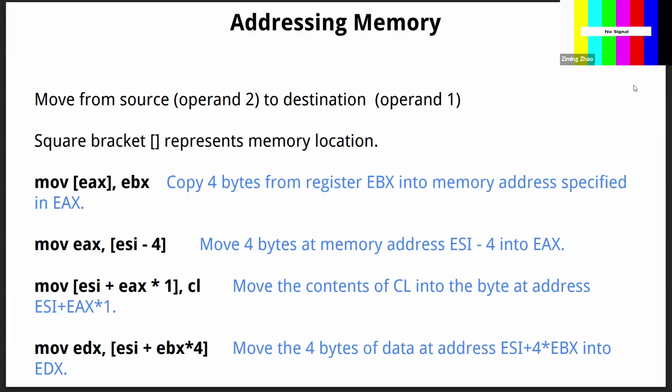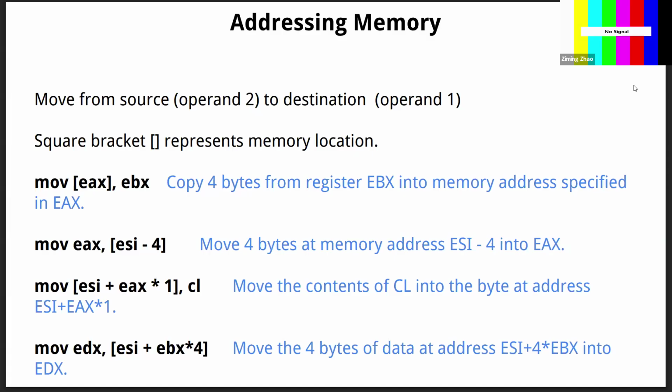The instruction is called move. We're not really moving, we're copying, right? Because after you move, the register EBX still has the same value. It will not be reset to 0 or whatever. So this is basically a copy. Next instruction: mov EAX, [ESI minus 4]. So the source here is memory. We're going to move something from memory to the register, and the memory address is ESI's value minus 4.